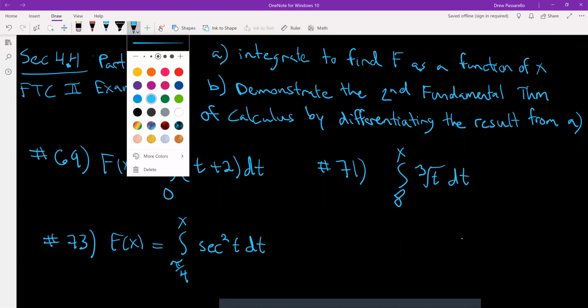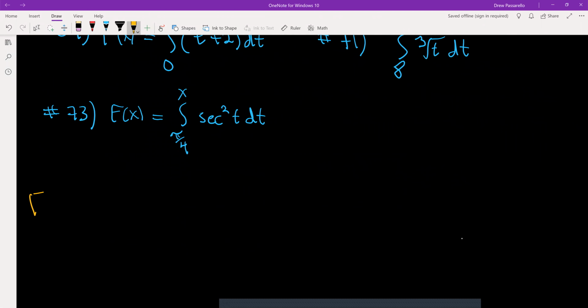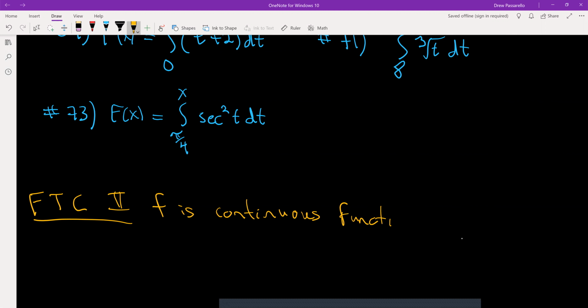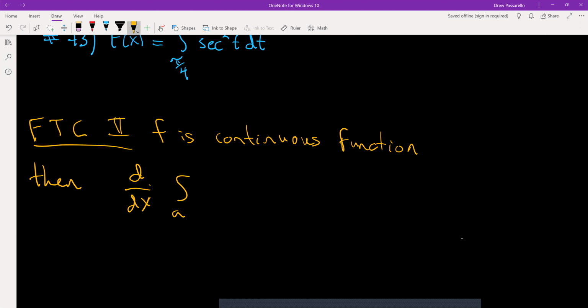So for the fundamental theorem of calculus part 2, or the second fundamental theorem, if f is a continuous function, then the derivative with respect to x of the integral from a to x of f of t dt gives you the function f of x.